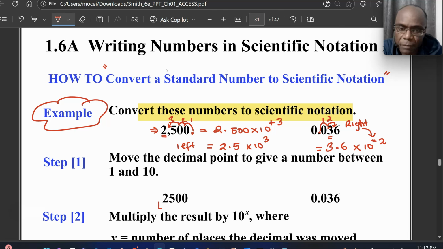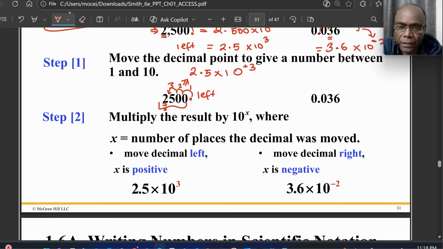Okay. This number is ambiguous. There's no decimal place, but assume there's a decimal place here. You're going 1, 2, 3. You have to have a digit there at the beginning, any number between 1 to 9. So this can be written as 2.5 times 10. Since we went to the left, how many steps? 3 steps. So it will be plus 3. So when you're moving to the left 3 steps, the number will be positive. When you're moving to the right, in this case, we move 2 steps, the number will be negative 2. That's the scientific notation.